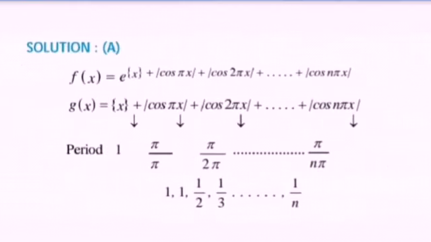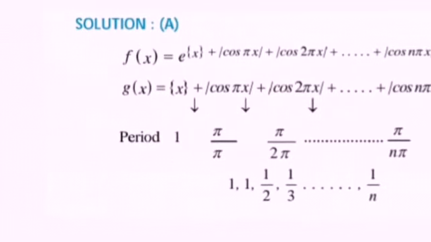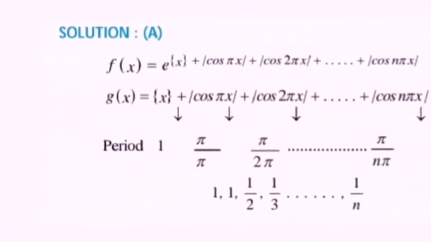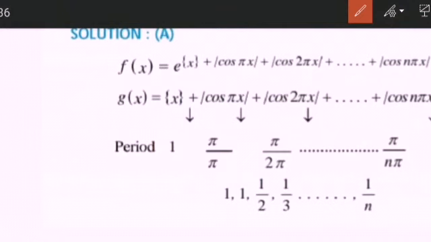Fraction part of x, period is 1, correct? Cos period is 2 pi. So dividing by 2 pi with pi, and as you know there is a mod, so its period will be pi. So dividing pi with pi, that is 1. Pi with 2 pi, that is 1/2, 1/3, and so on up to 1/n. So 1/n, these are the periods of cos x. In this case, these are the periods you see.